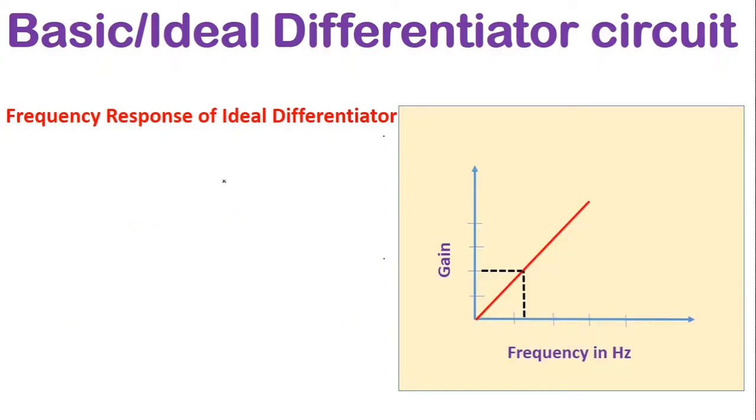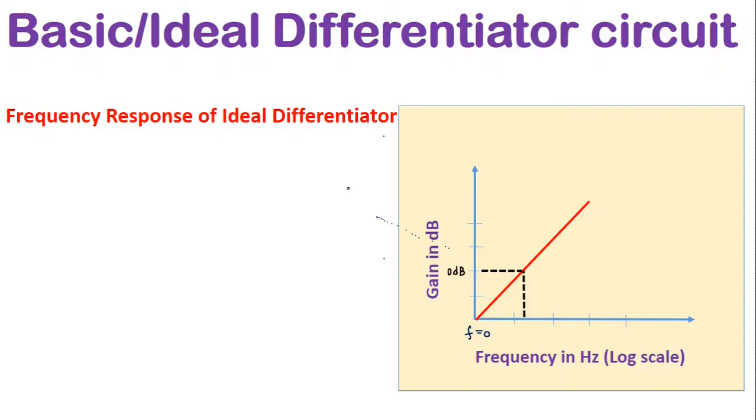Now let us draw the frequency response curve for the ideal differentiator circuit. So this is the frequency response curve for the ideal differentiator circuit. Here we have represented frequency in hertz in the x-axis and gain in the y-axis. So when frequency f is equal to 0, the gain will be equal to 0 here, means the magnitude of gain will be equal to 0. And when frequency is equal to the unity gain frequency Fa, then the magnitude of gain becomes 1.